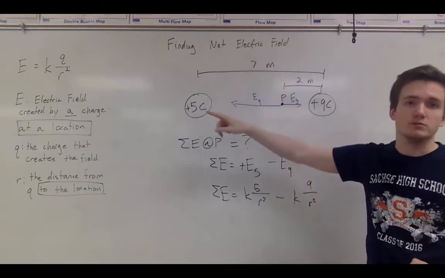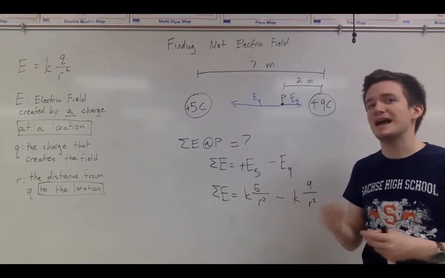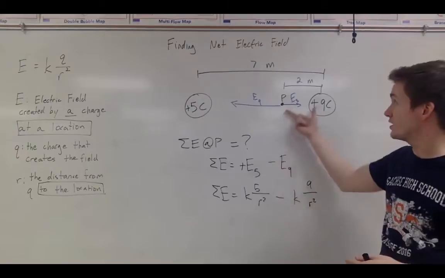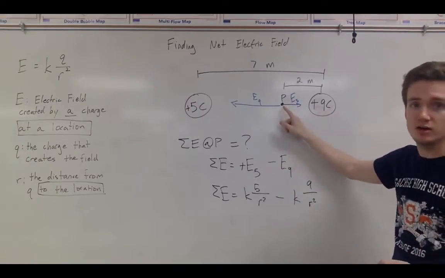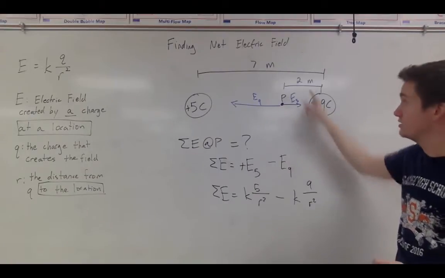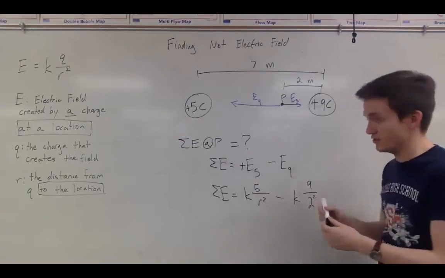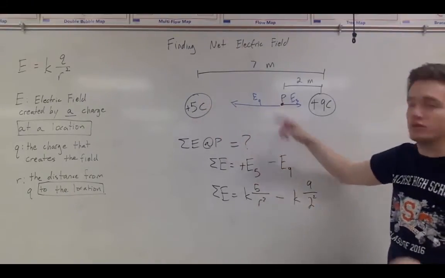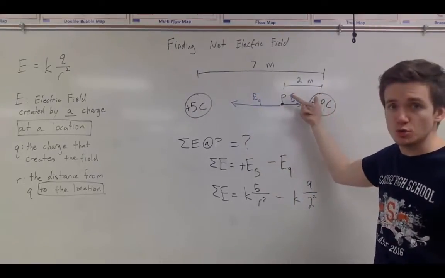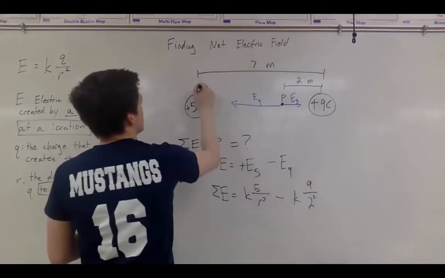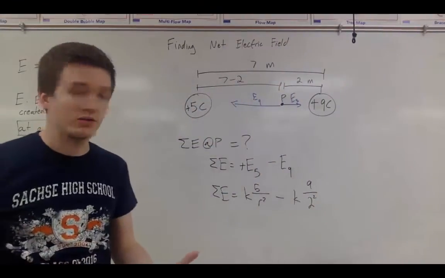We like to give you problems where we don't give you every distance explicitly. Most of the time it's pretty easy to figure it out, but we like adding that one extra step of thinking. Here, I have actually given you the distance. The distance from the 9 coulomb charge to the point, so the r for the 9 coulomb charge, is easy: 2 meters. But for the distance from the 5 coulomb charge, there's one extra step. If the whole thing is 7, and this is 2, that means that this distance has to be 7 minus 2. So 5 meters.